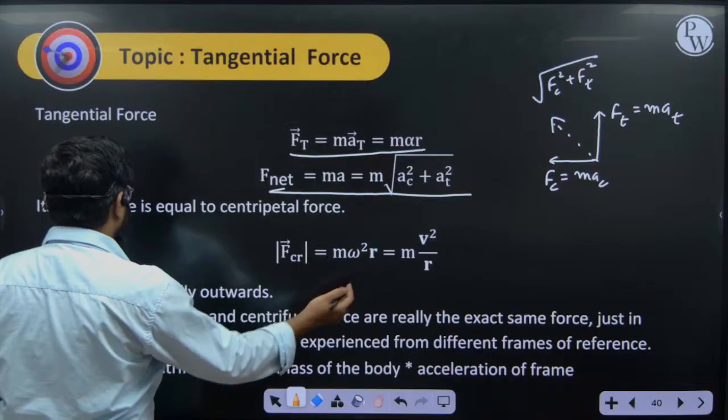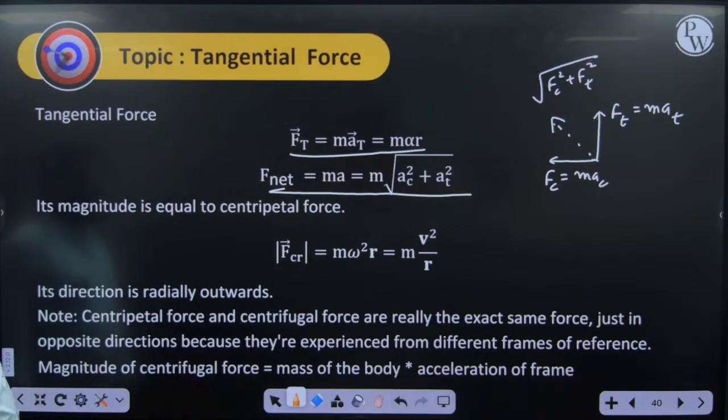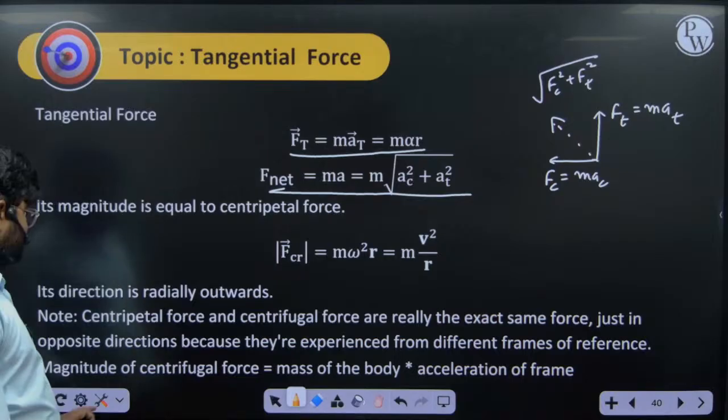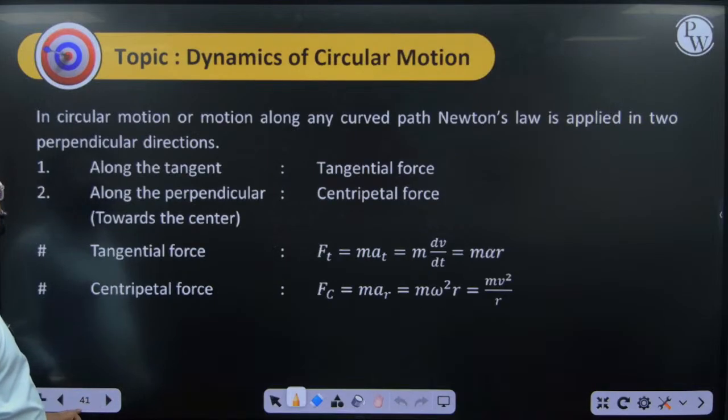Then this is again centripetal force. Now comes centrifugal force. Let me see.